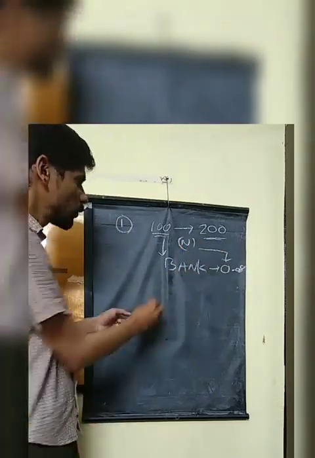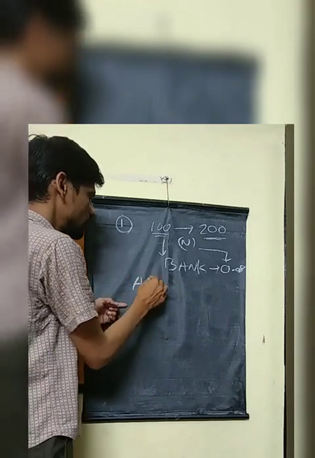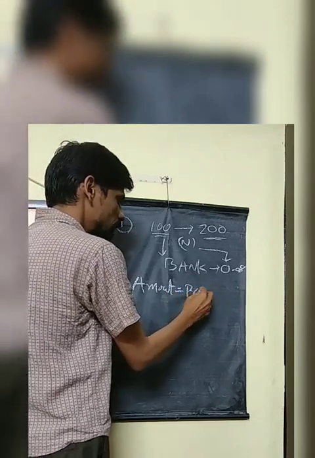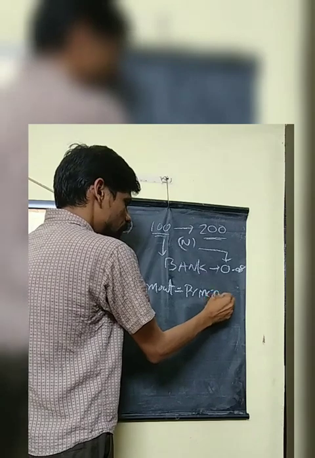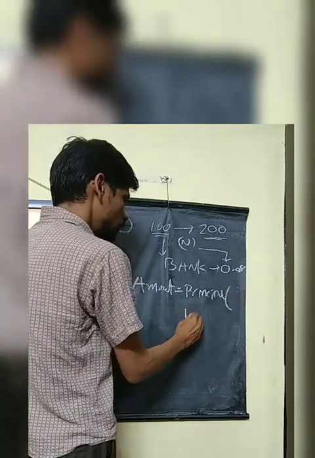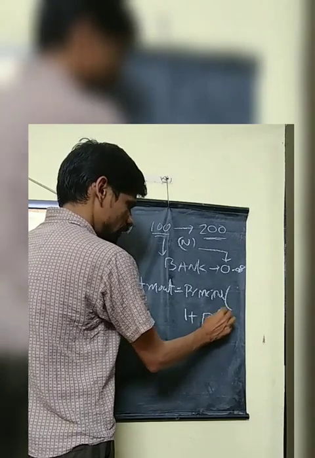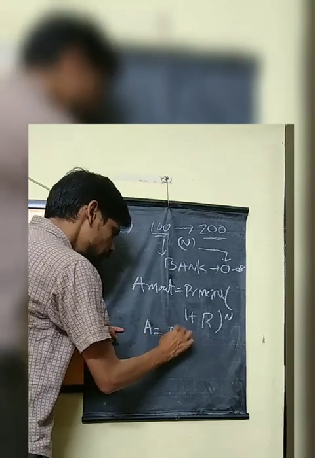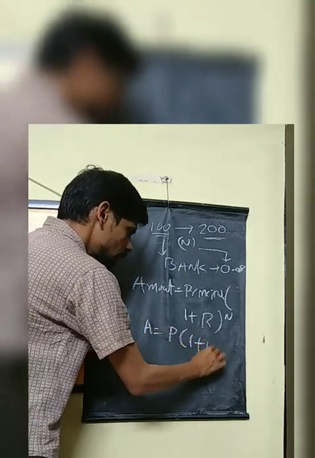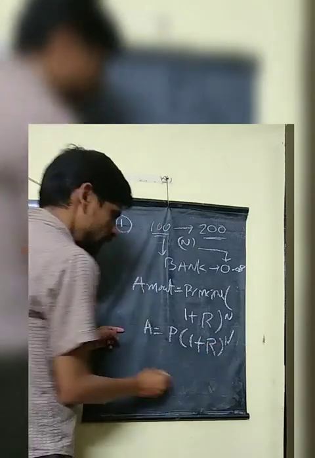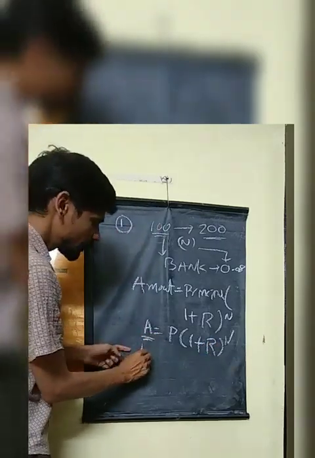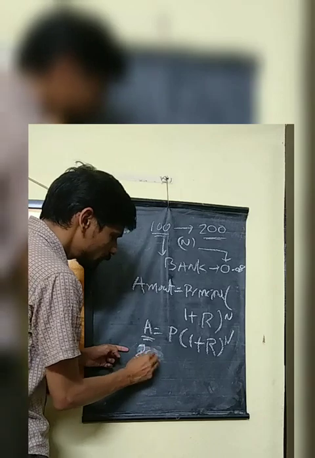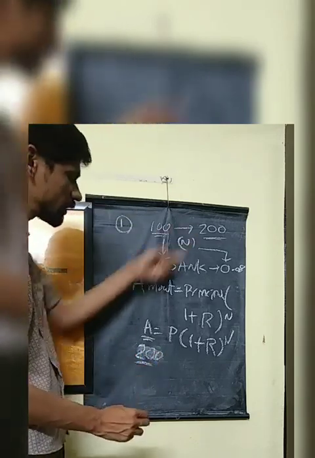So we know the equation: amount equals principal amount multiplied by 1 plus r, where r is the interest, power n. So that is A equals P multiplied by (1 plus r) power n. So this A, in our case, is what amount we are expecting? We are expecting 200. So here in our case A is 200.